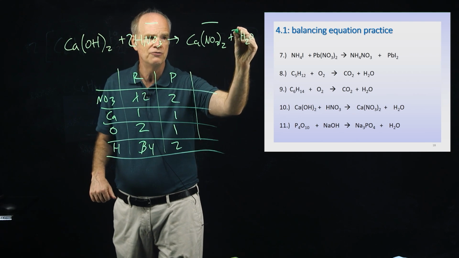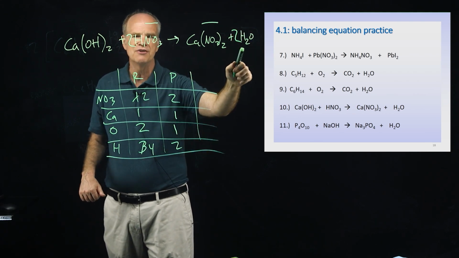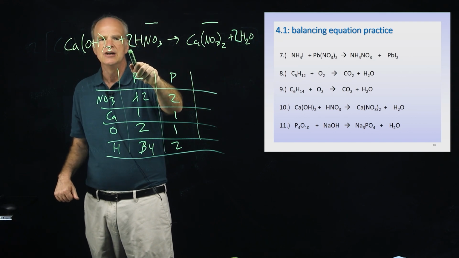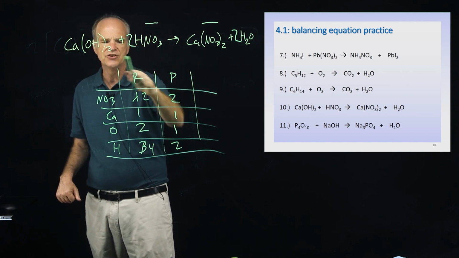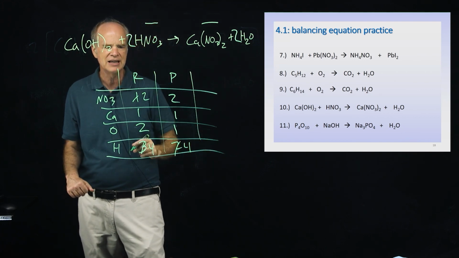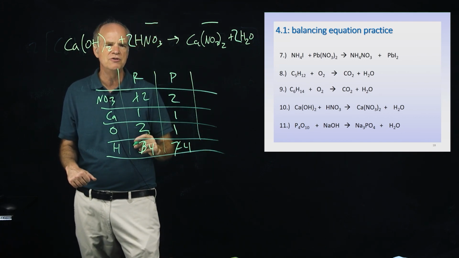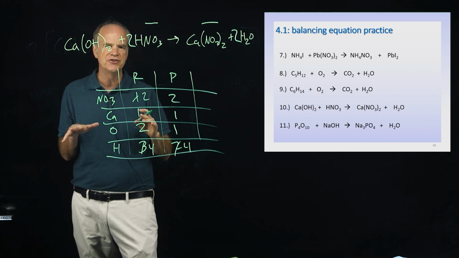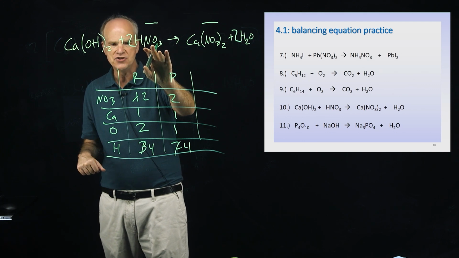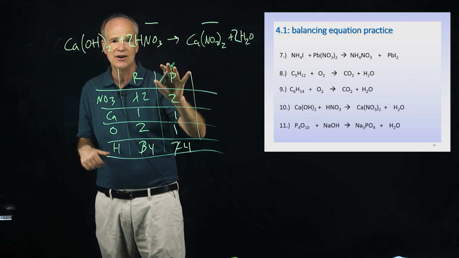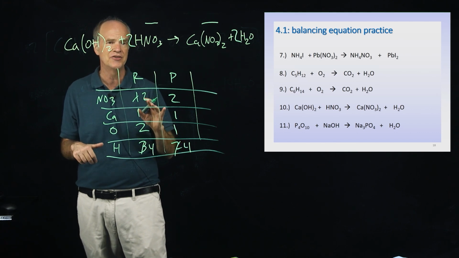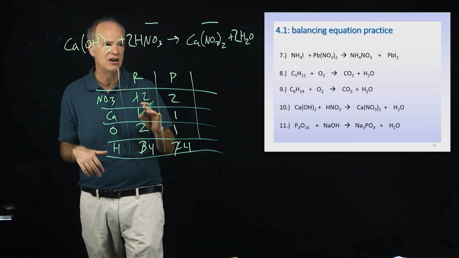So I'm going to put a coefficient of 2 in front of the water. So now we have 4 hydrogens here on the product side, which should balance the 4 hydrogens on the reactant side. So the hydrogens are balanced. So it looks like everything is balanced, but we do need to check the oxygens that are sort of outside the nitrates. Now remember, the oxygens within the nitrates are balanced when we balance the nitrates. But let's look at the oxygens outside the nitrates and make sure that they're balanced.